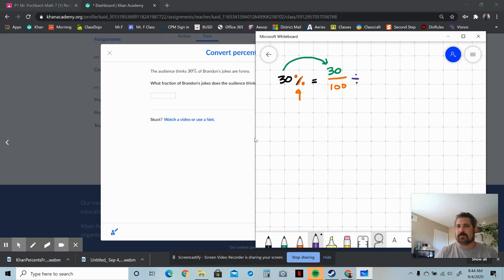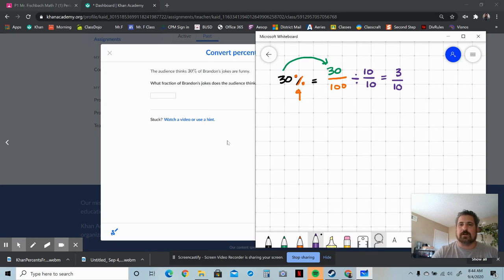So you're going to divide top and bottom here by 10 because both have a common factor of 10. And you're going to end up with 30 divided by 10 being 3. Notice you just kind of cancel that 0 out. And 100 divided by 10 being 10. So this is the same as 3/10 in simplest form.